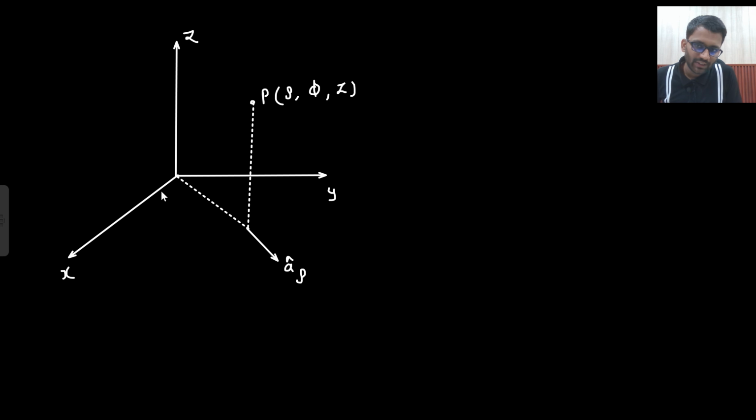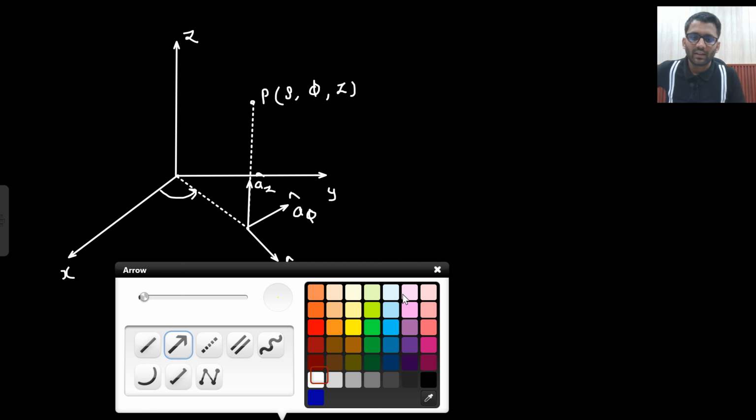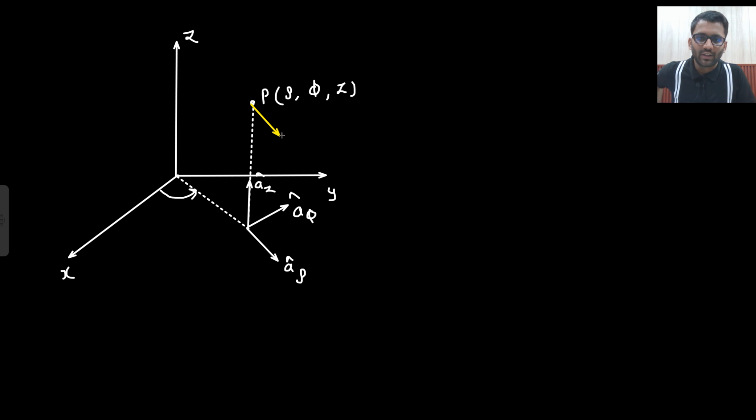Then I will see in which direction my phi is increasing. In this direction my phi is increasing, so this will be my direction of a phi. And this will be the direction of az. The same things I can copy here as well. From here, this is my direction of arrow, this is my a phi, and this is my az. Well and good. Arrow, a phi, and az.